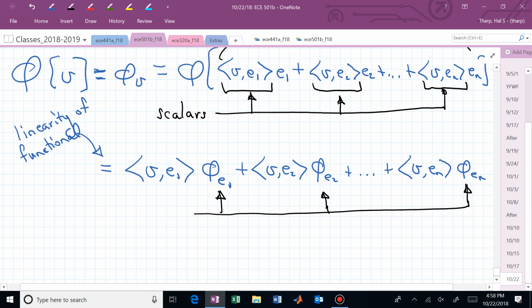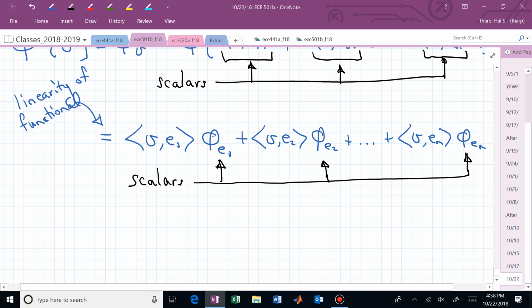That's the linear functional applied to each of our basis vectors. But what happens when we apply our linear functional to a vector? We get a scalar again. So these are now scalars. Different, but scalars.